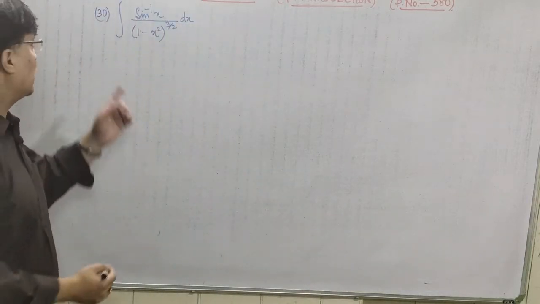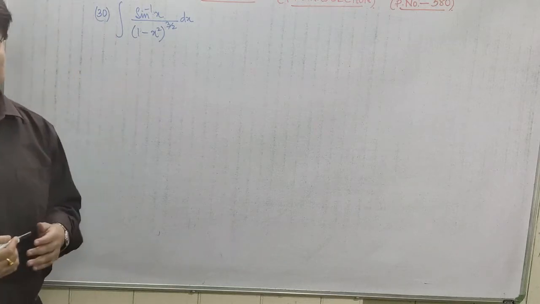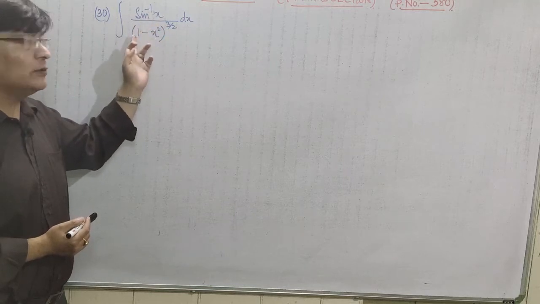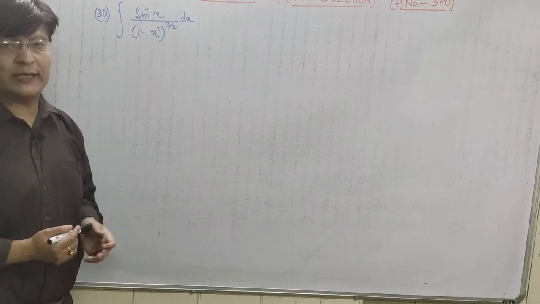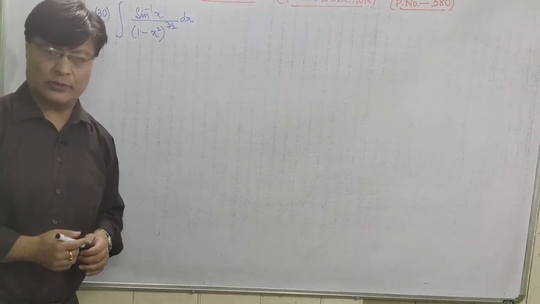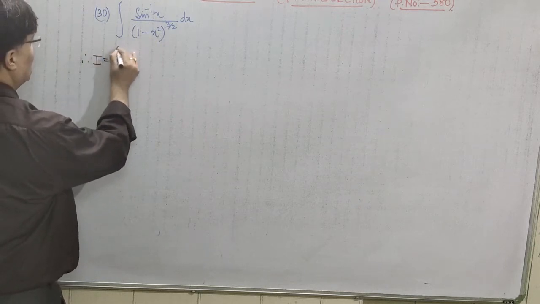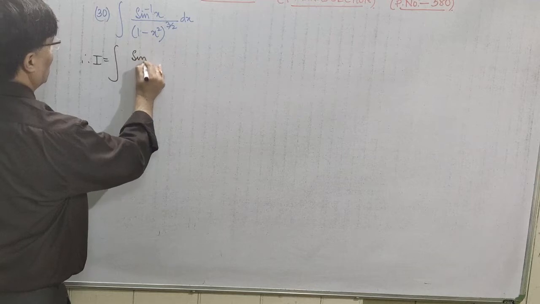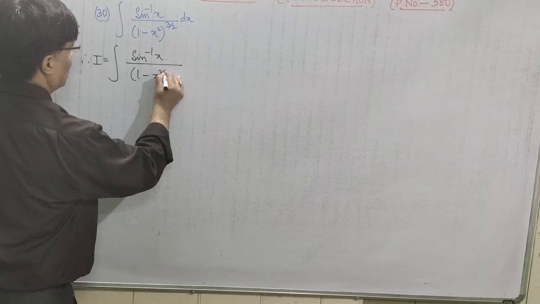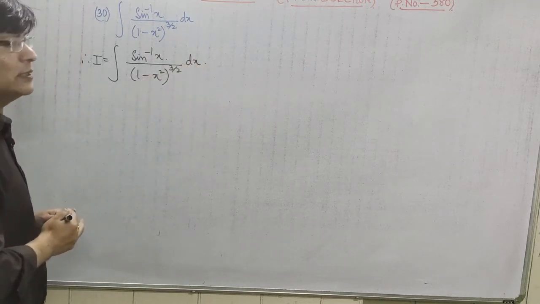So now we'll do the next question, that is question number 30. You have to evaluate this integration, right? That is the integral of sine inverse x divided by, in the denominator within bracket, 1 minus x square whole to the power 3 by 2, dx. So let us first write down, therefore I is equal to integration of sine inverse x divided by 1 minus x square whole to the power 3 by 2, then you can write dx.